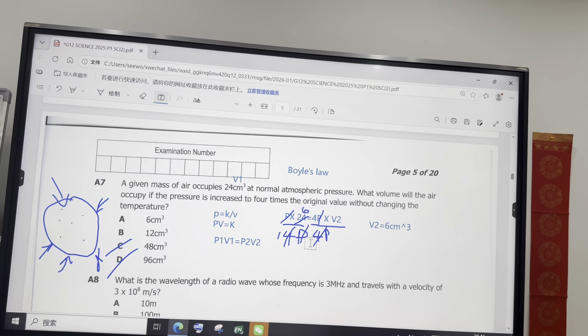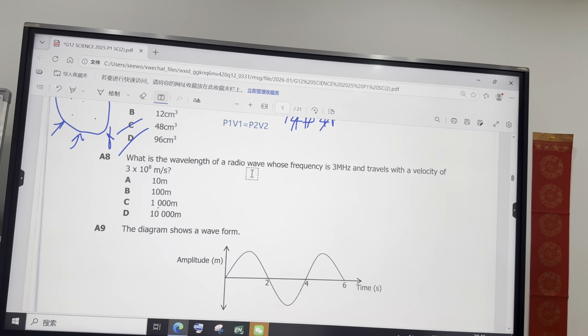And you can see that just like we predicted, the answer has to be less than 24. So the best answer here was what? A. Okay, let's move on. So what is the wavelength of a radio wave whose frequency is 3 million megahertz? 3 megahertz or 3 million hertz if you want.